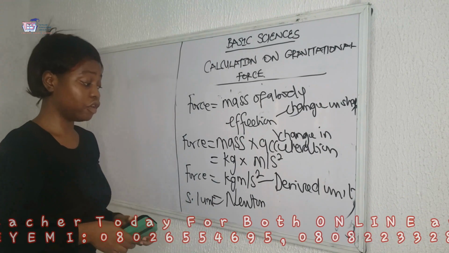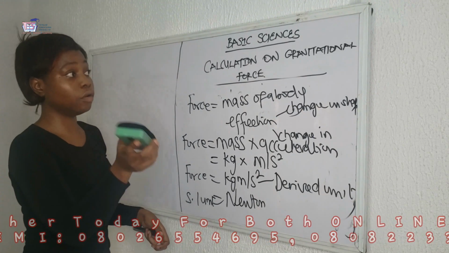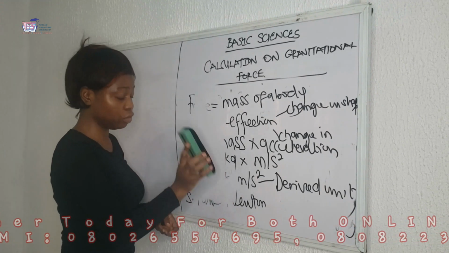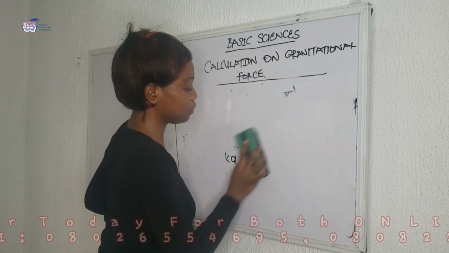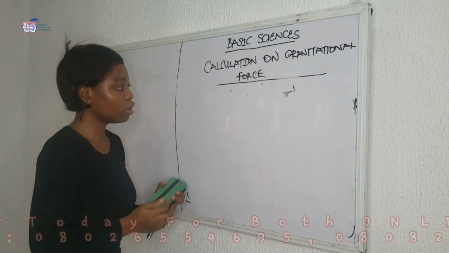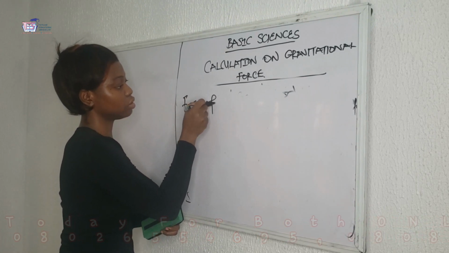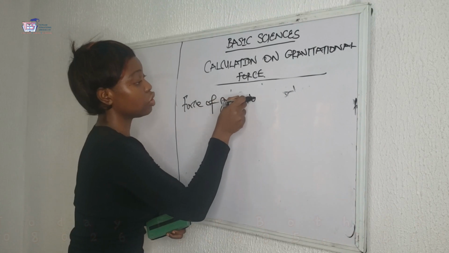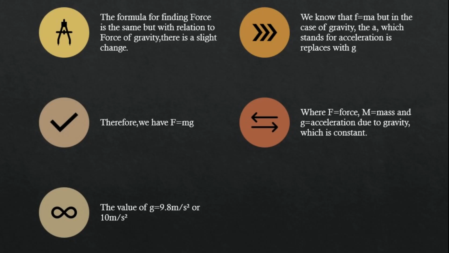So that's that about force, because we'll be using this formula to get the formula for gravitational force. That's why I have to introduce it first. Then, now, moving to the force of gravity. The formula for finding the force of gravity is also the same formula we use for finding force.